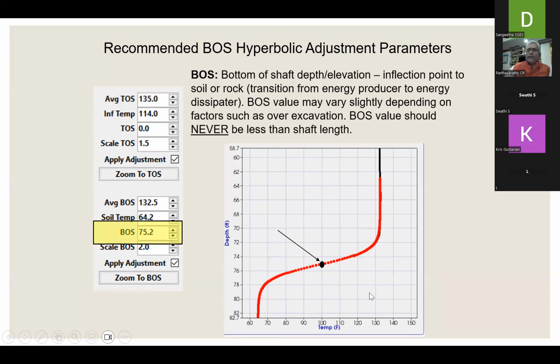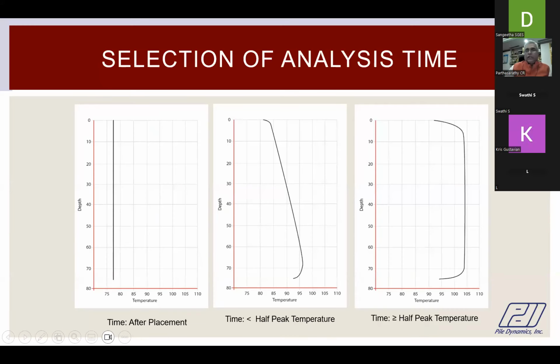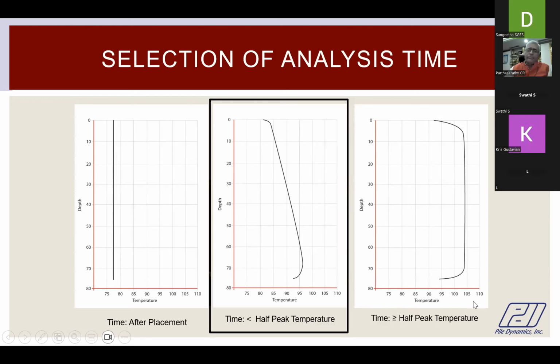Suppose there is a toe defect, then you do not see this kind of roll off, but some other shape. Okay. Now, as you pour the concrete, after placement, you do not have any measurements. As you continue pouring the concrete, the bottom portion starts hydrating first. Then after half the peak temperature, you already see the average temperature, except the top one diameter and the bottom one diameter is exactly a good roll off happening. And therefore, most of the analysis is performed at half peak temperature to one peak temperature, that is during the hydration process. Okay.